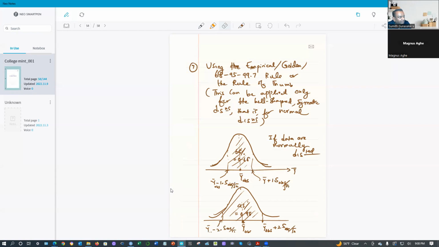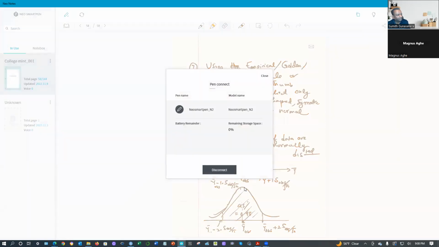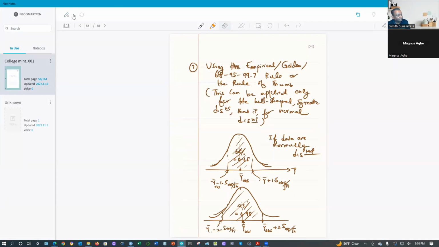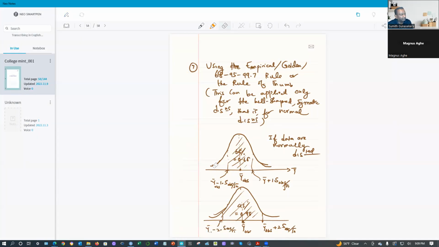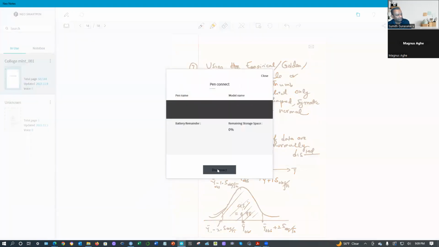Dividing. I wrote it, but it's disconnected. So, bingo. Oops. Okay. Let me connect this one.